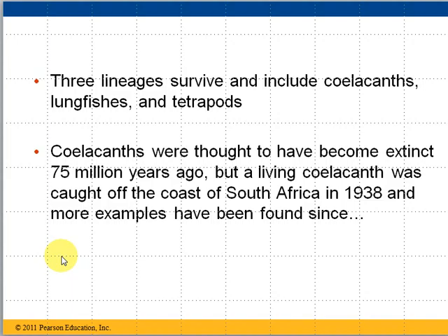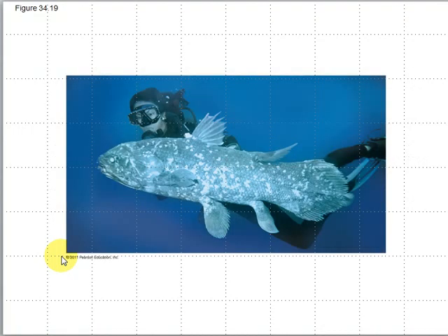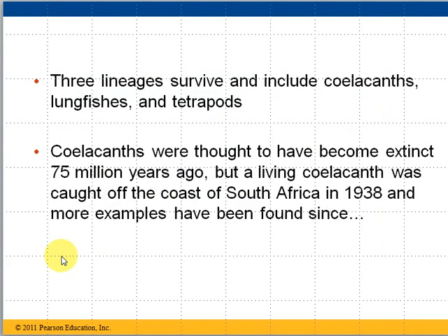Coelacanths, back to that story about the coelacanths, very odd looking fish. Here he is. He looks like something out of the dinosaur age or the fossils from long ago. Coelacanths were thought to have become extinct 75 million years ago, but back in 1938 a living coelacanth was caught off the coast of South Africa, and it became this huge story. Scientists couldn't believe that this creature was still around, and since then we have found more examples in various areas. So you can see here's a diver swimming near this coelacanth.